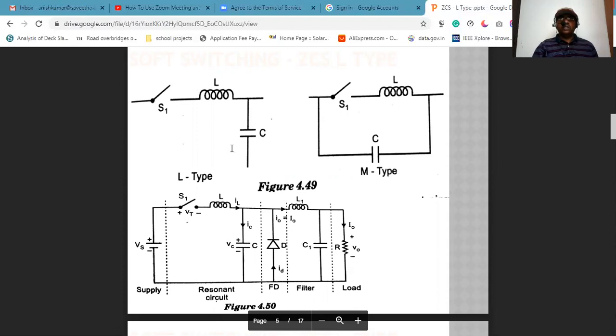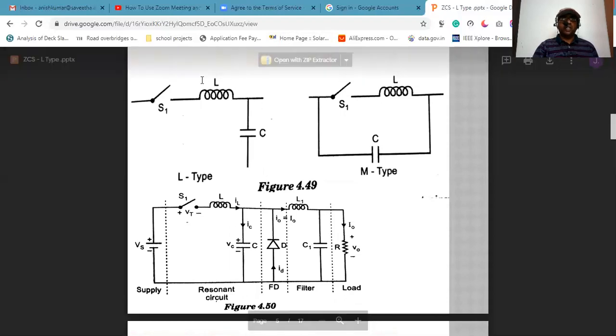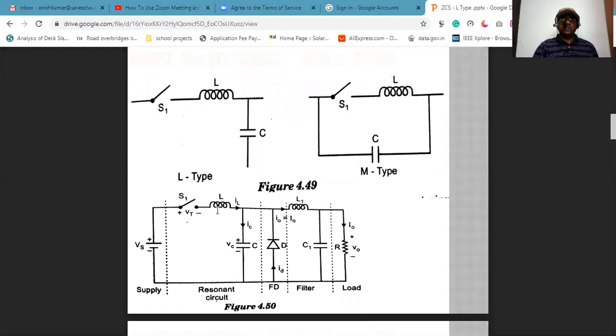Now I am going to explain about the zero current switching L type converter. As I previously told, there are two types of converter, this is called the L type converter and this is called the M type converter. But in today's class I am going to explain only the L type converter. This figure 4.50 is the circuit diagram for the L type converter.